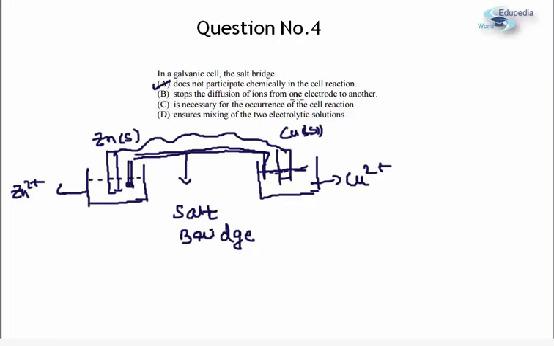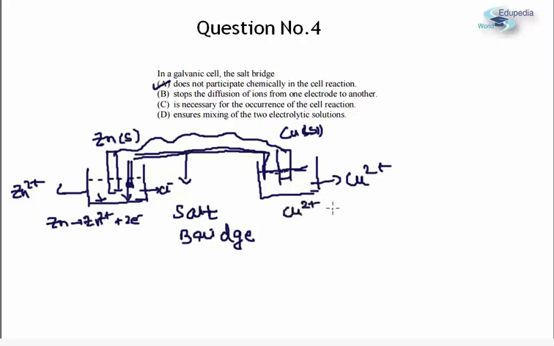Option B: stops the diffusion of ions from one electrode to another. Now what salt bridge essentially does is this: at the anode your oxidation is going to happen. So Zn is going to get oxidized into Zn2+ plus 2 electrons. Now as this reaction happens, this solution will develop an excess of cations, that is a net positive charge. So what salt bridge does is it supplies the anion. Let us say we have KCl over here, so it will supply the anion, that is Cl minus, in this solution, and at the cathode there will be reduction.